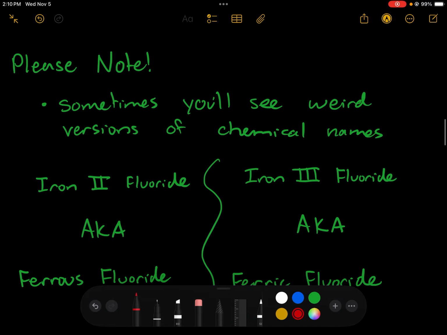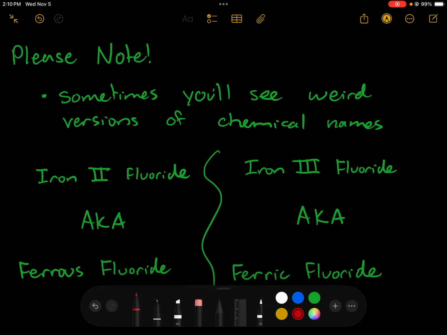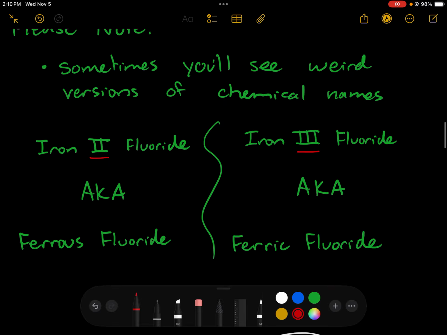Couple of things. One is every now and again you'll see an odd looking name. So with your transition metals, especially since they can have multiple oxidation states or multiple different charges, typically you'll see a Roman numeral to represent that charge. But every now and again, we don't see that. We actually see a version of their Latin name. So with these two, we have iron 2 fluoride and iron 3 fluoride, right? Iron 2 fluoride is going to be written like this. Iron 3 fluoride is going to be written like this, all right?